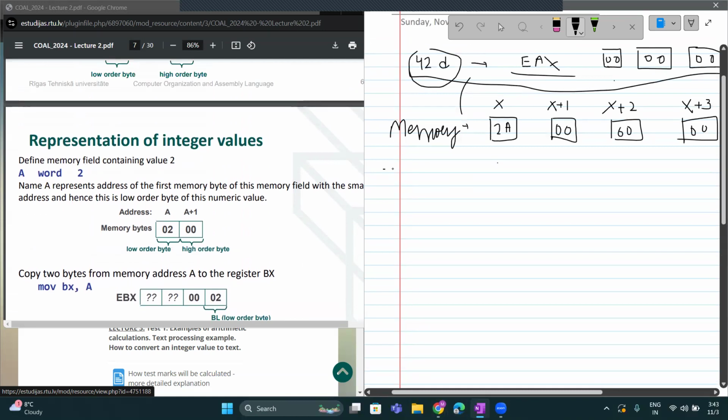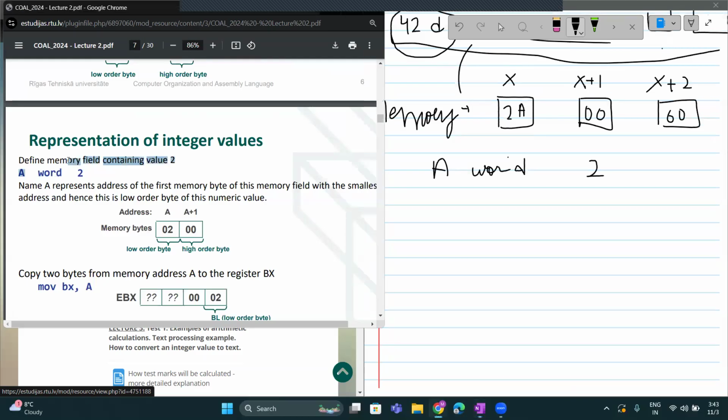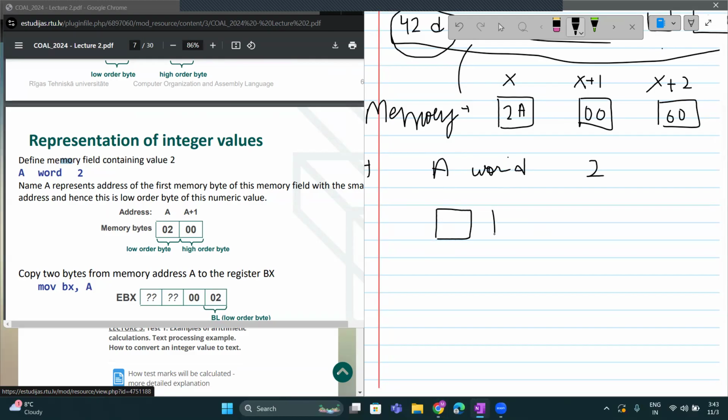So A is a word whose value is 2 in memory. So memory field A whose value is 2, and it's a word. That means it will be 2 bytes. And in memory it will be swapped. Instead of being 0002, it will be 0200. And this will be address A. This will be A plus 1.